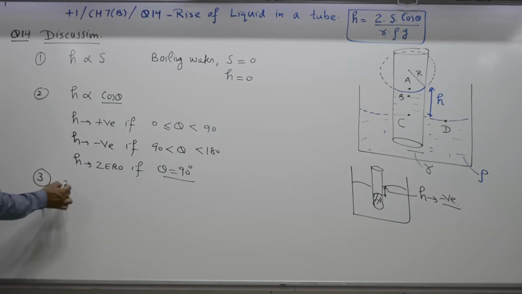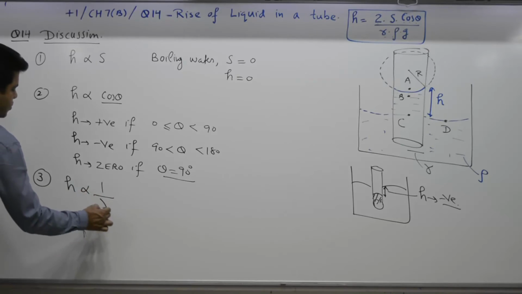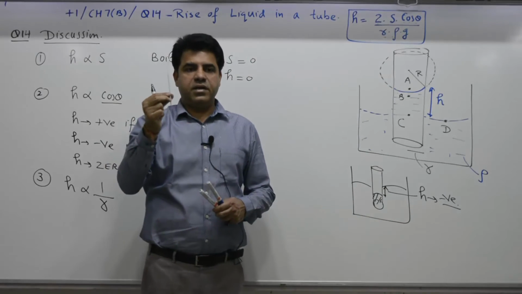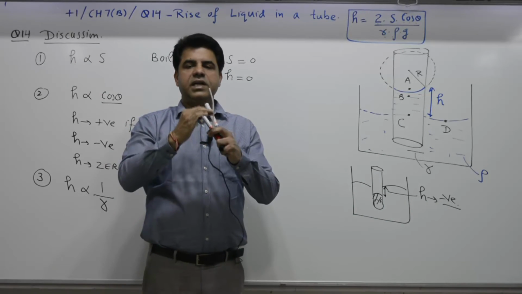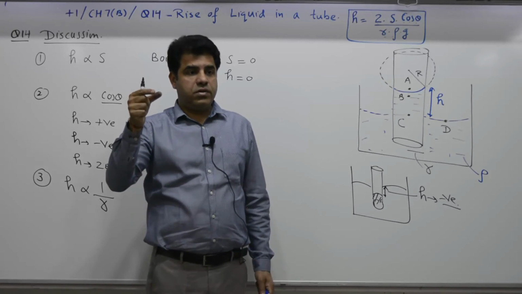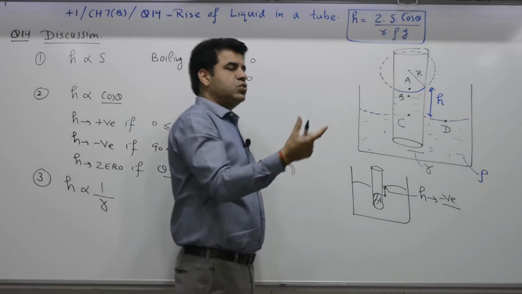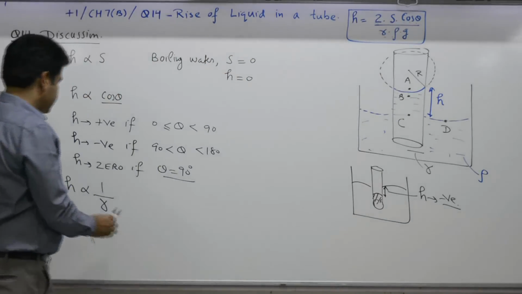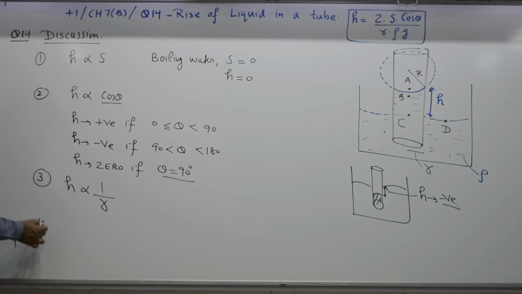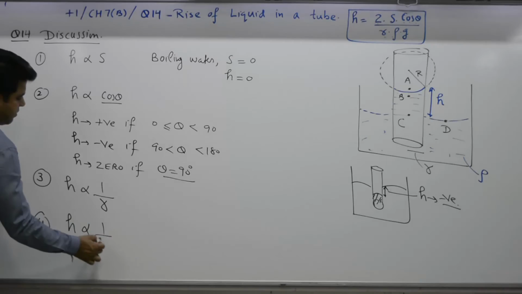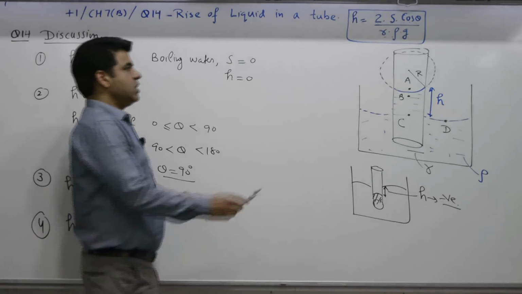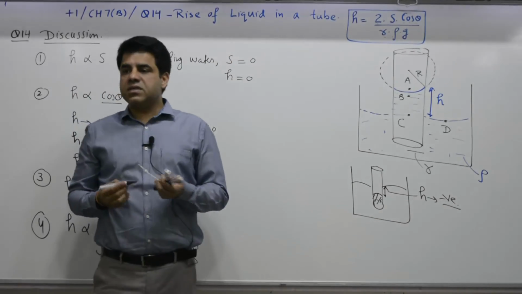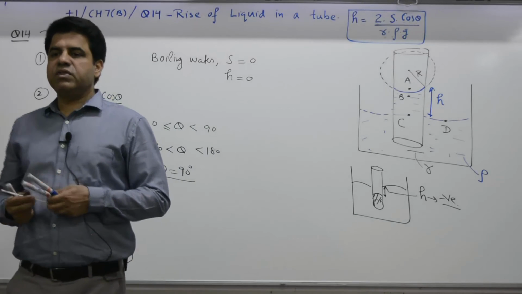Third, h is inversely proportional to the radius of the capillary tube. If the straw is thin, r is less, height will be more. If it is a thick straw, as for a juice, r is more, h will be less. So h is inversely proportional to r. Fourth, h is inversely proportional to density. If the density of the liquid is high, the rise of the liquid above the surrounding level will be less. Time with you is 3 minutes to complete it.